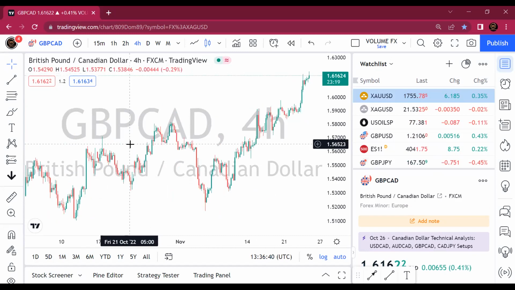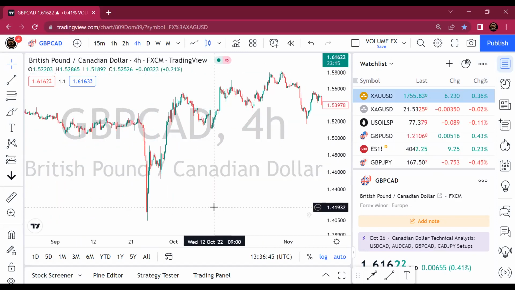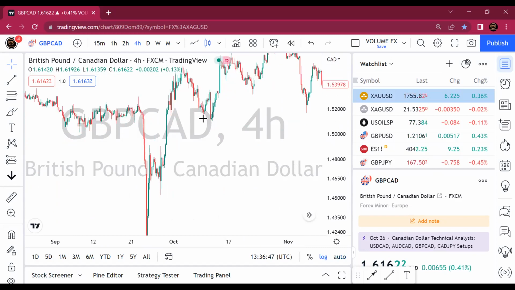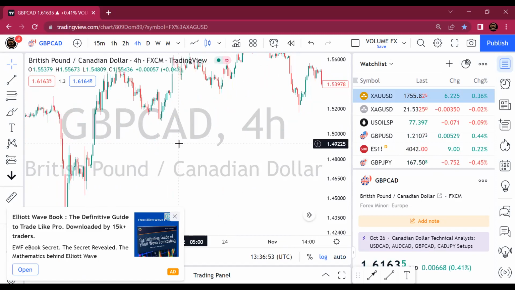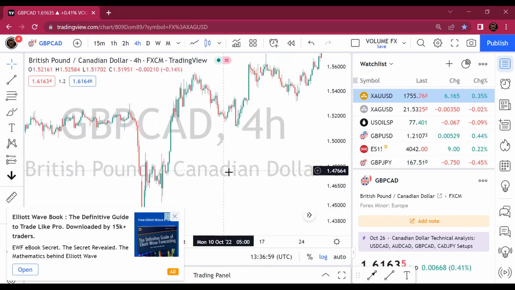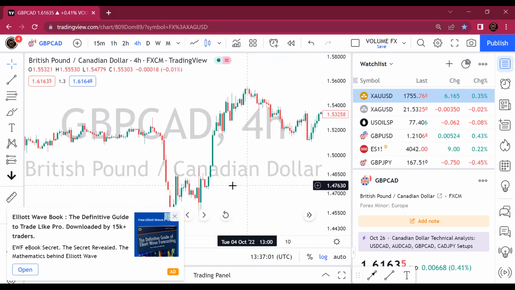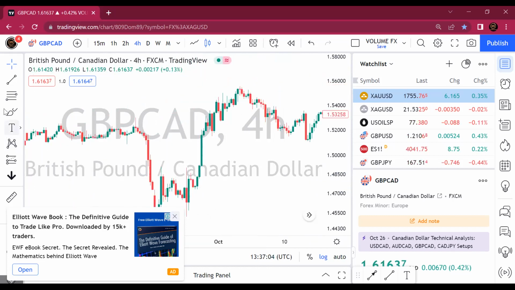The first candle must be a sell candle. The second candle can either be a buy or a sell. The third candle must be a buy candle. This is what I'm talking about. This one is a good morning star.